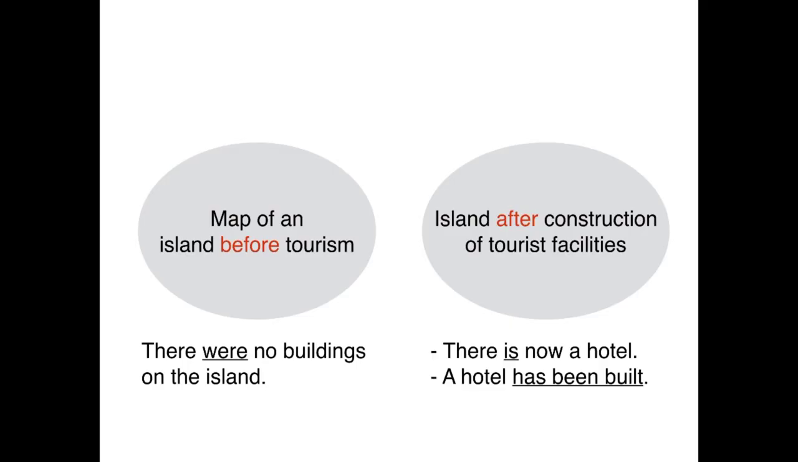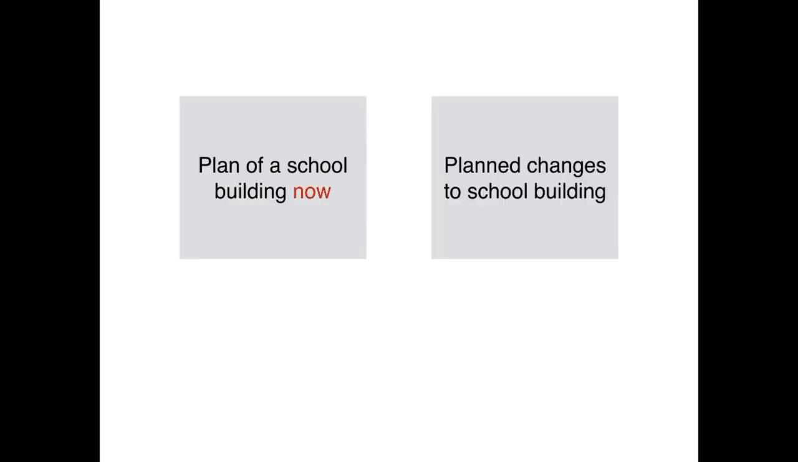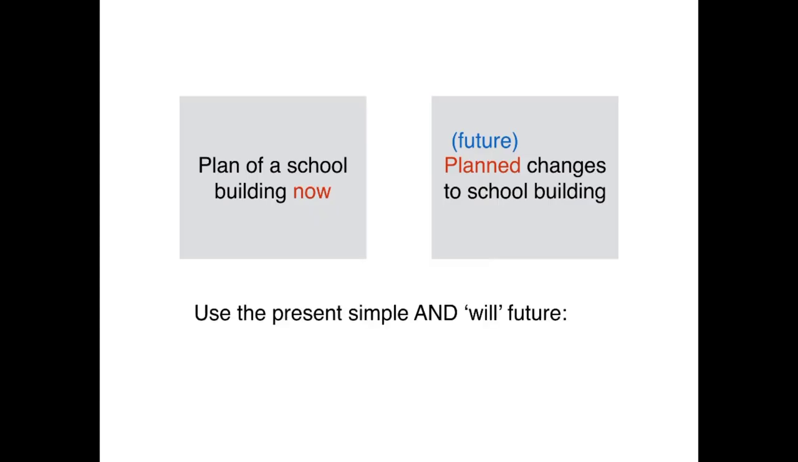Now, another complication is when we look at a diagram showing now and the future. Take the school plan again. If we have the plan of a school building, but this time the plan is now compared to planned changes for the school building which will be in the future, this becomes different. Now we need to use the present simple and the will future.